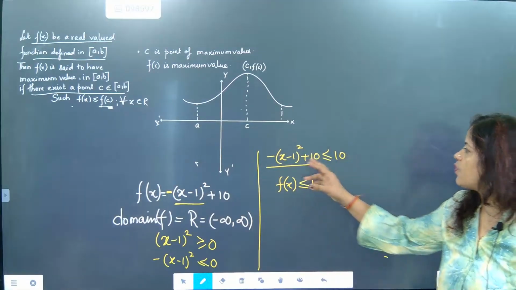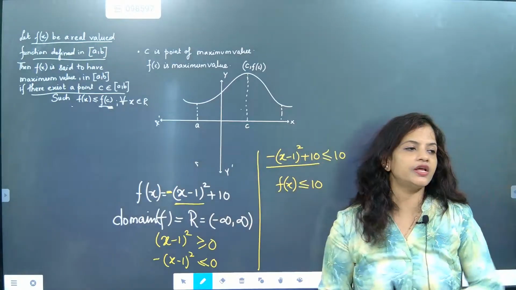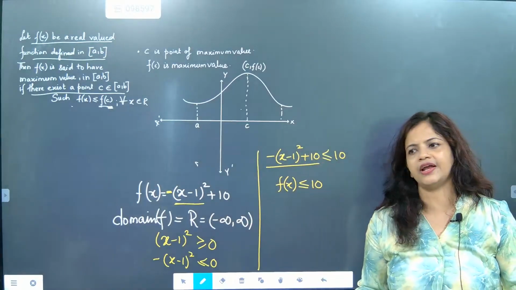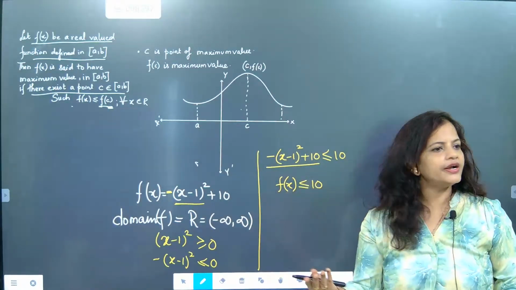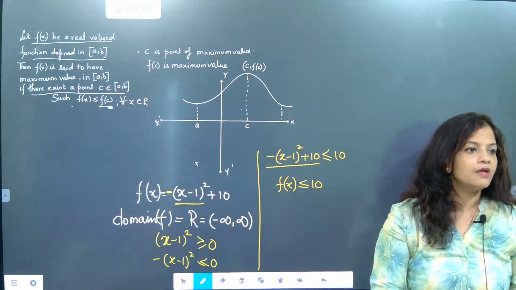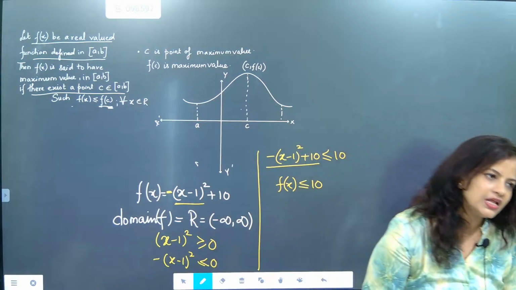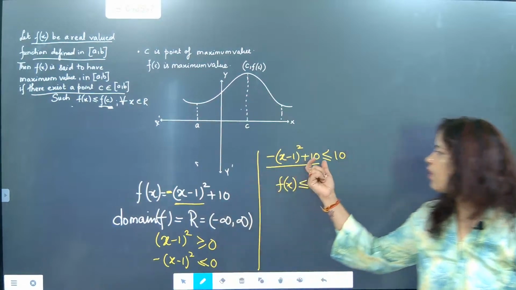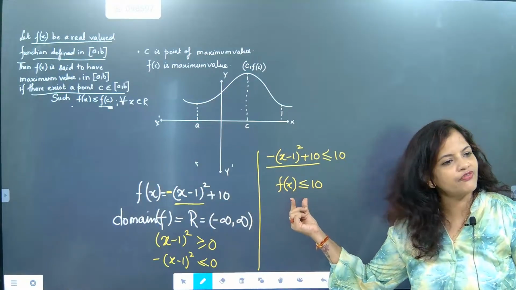Understood? So first what we have understood here is that when you are writing x minus 1 whole square, x minus 1 whole square is always greater than or equal to 0, correct? But beta, the moment you put the minus, it changes and it becomes less. And then beta, we added what? We added 10 on both sides. Now it is a complete function f of x, correct?